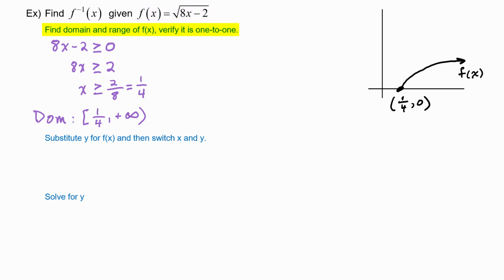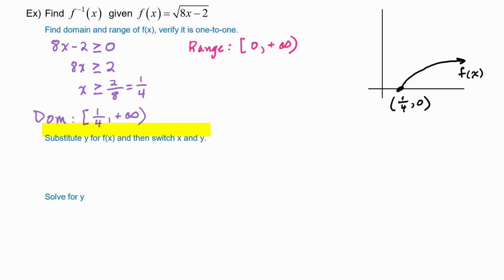Now the range, easy to see from the graph. The y values start at 0 and go up. So then that means the range is going to be 0 to positive infinity. And now we can verify that f of x is 1 to 1 because it passes both the vertical and horizontal line tests. So we know f is a 1 to 1 function.